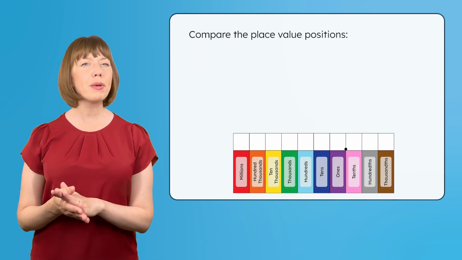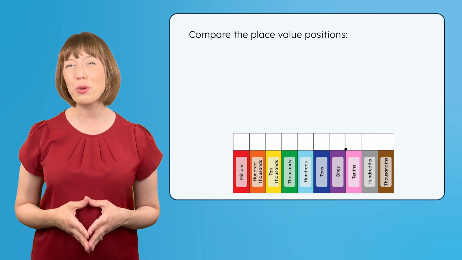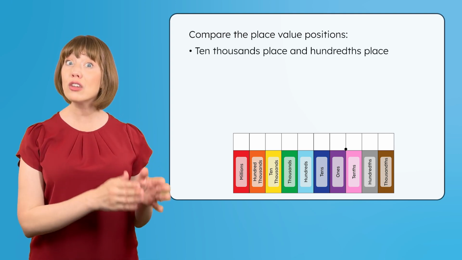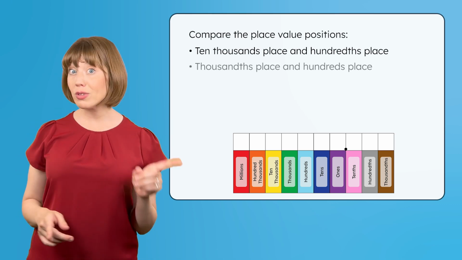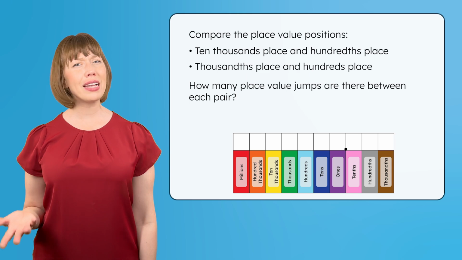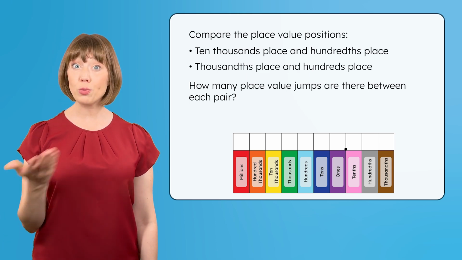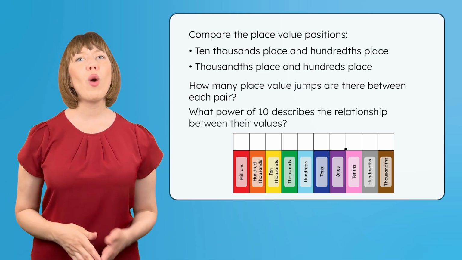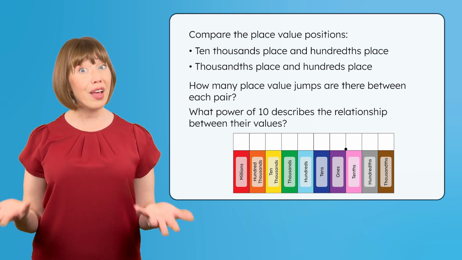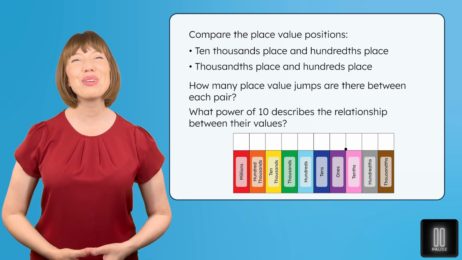Use the training tip to compare these place value positions. Ten-thousandths place and hundredths place, thousandths place and hundredths place. How many place value jumps are there between each pair? Then, what power of 10 would you use to describe the relationship between their values? Pause here to record your thinking.